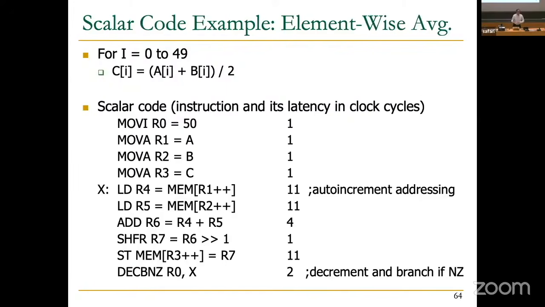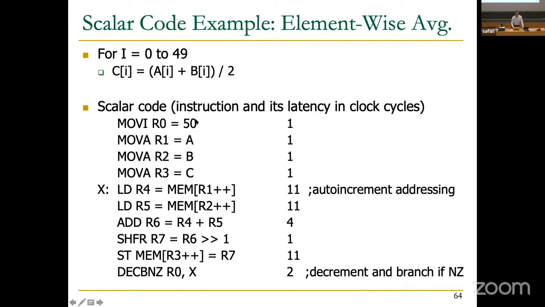Okay, but now let's start with an example of the benefits, at least the performance benefits of a vector processor. And this is some scalar code. We're going to look at the performance of the scalar code on simple machines first. This is the element-wise average that I showed you earlier. If you actually write this element-wise average loop in scalar code, you write a loop, basically, right? And this shows each instruction and its latency in clock cycles.